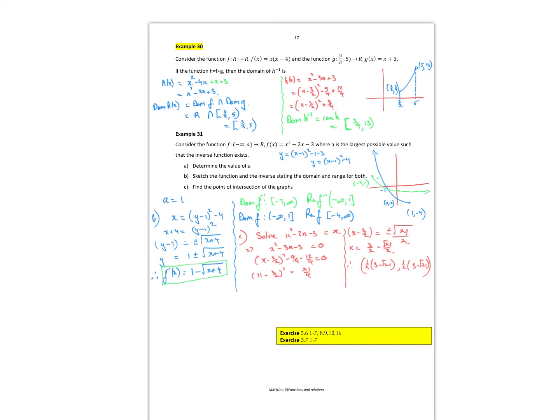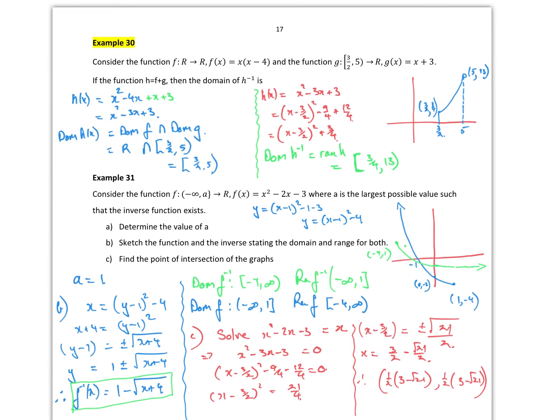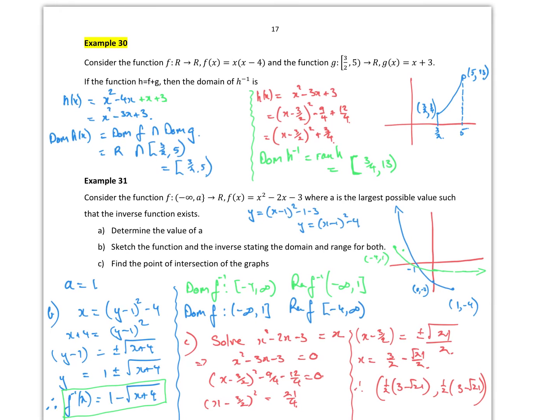Example 30, consider the function. If the function h equals f plus g, then the domain of h inverse is... All right, so first things first, what does the rule of h equal to f plus g look like? Well, there's f plus g, so it's that. What's the domain of that function? Well, the domain of that function has to be the intersection of the two domains themselves.